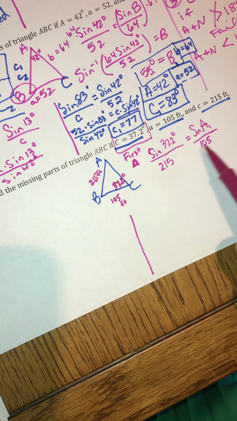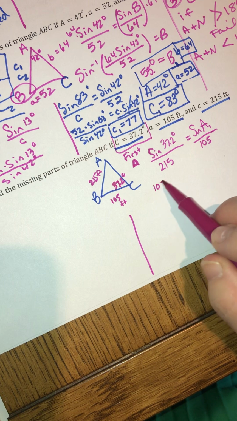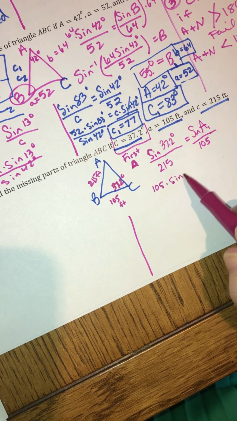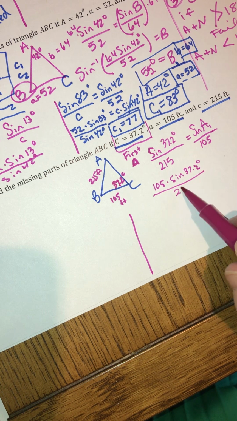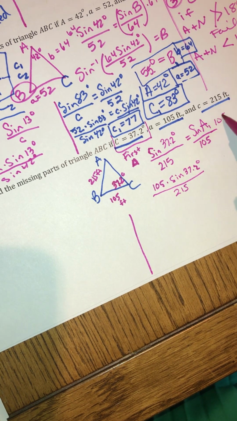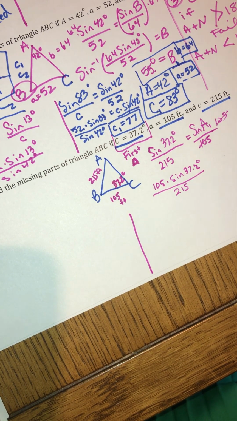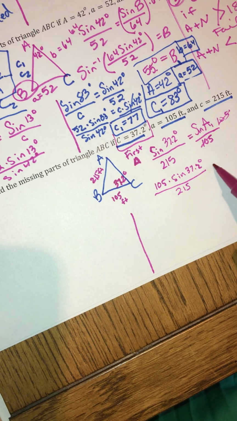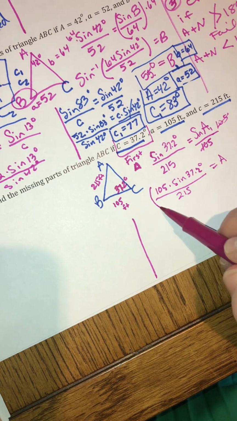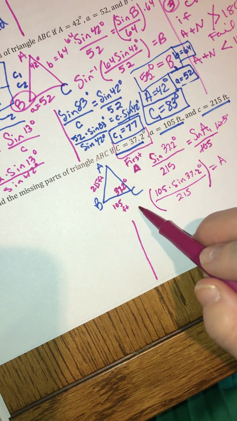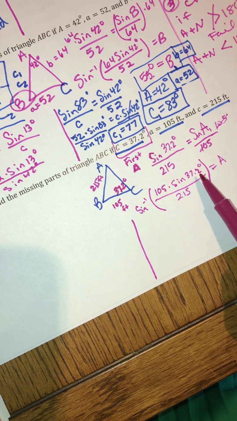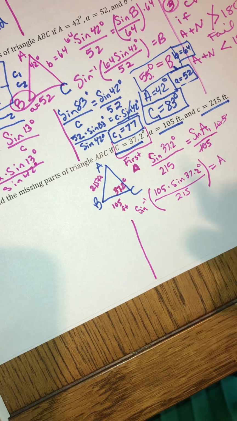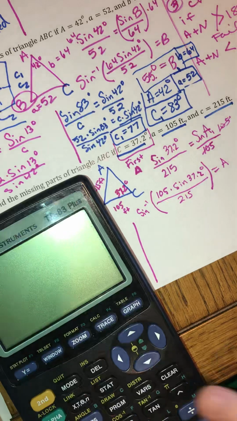All right, immediately we see we're going to multiply by 105. Because when I multiply by 105 on both sides, it looks like that. And then we are going to take the sine inverse. And when we take the sine inverse, I have to make sure I am in degree mode, because I want my answer in degree mode. All right, so let's grab the calculator and type it in.